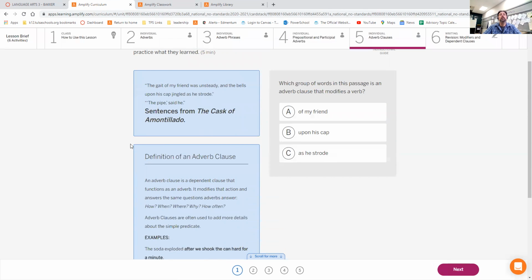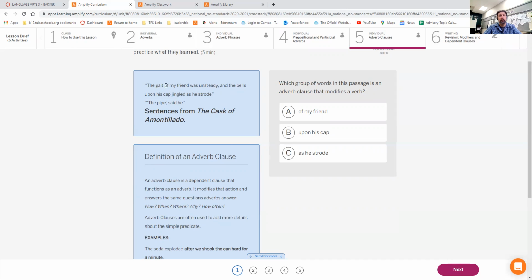I'm going to move along to adverb clauses. An adverb clause is dependent, meaning it has to answer a question in the same way that the other things did. How, when, with whom, where, why, how often, all that type of stuff, okay? So this very first one: the gait of my friend was unsteady, and the bells upon his cap jingled as he strode. We're describing something here.